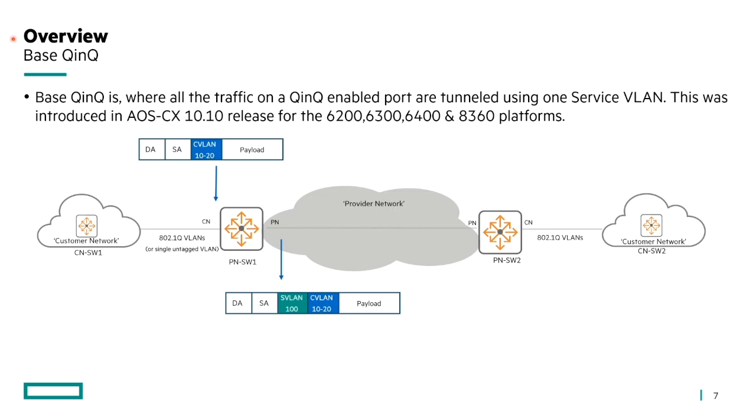Now we come to the overview of base QinQ. Base QinQ was introduced in the 10.10 AOS-CX release, and this is where all traffic on a QinQ enabled port entering the CN port, the customer network port, was mapped to a single service VLAN. So this was part of the release supporting the 6200, 6300, 6400 and the 8360 platforms. In this example, we've got customer VLANs 10 to 20, all tagged with an 802.1q header. They enter the CN port. They will be mapped to a single SVLAN and then transmitted across the provider network. In this example, the single SVLAN is called SVLAN 100.